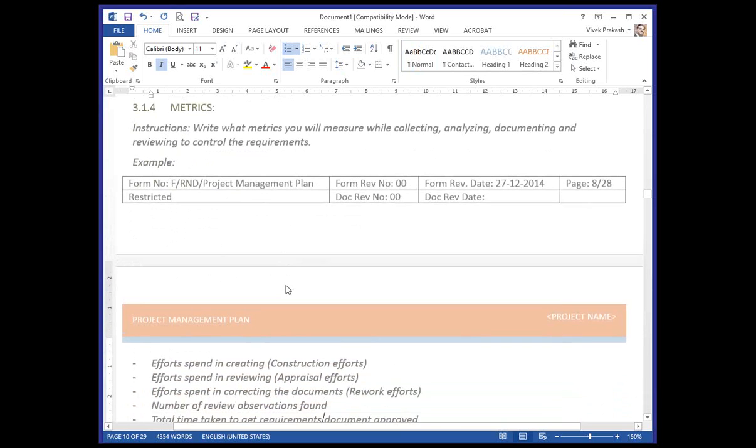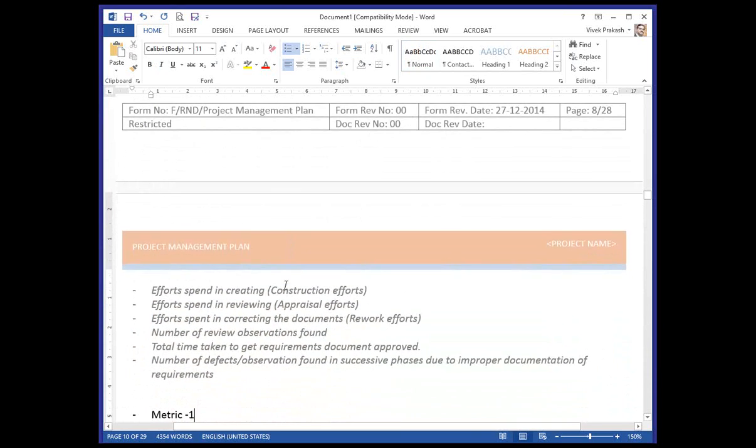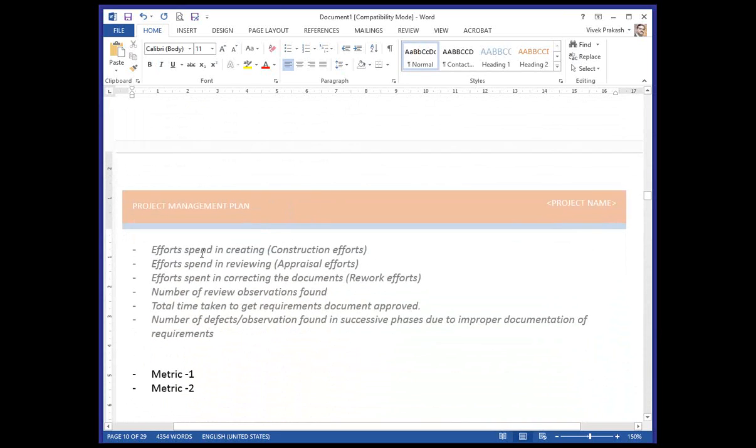Then what metrics we are going to gather when we do the requirements, like effort spent in creating the requirement document, effort spent in reviewing and correcting the document, number of review observations found, total time taken to get the requirements document approved, and number of defects found in successive phases.